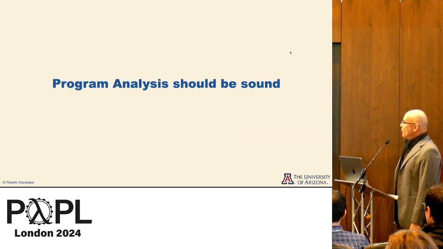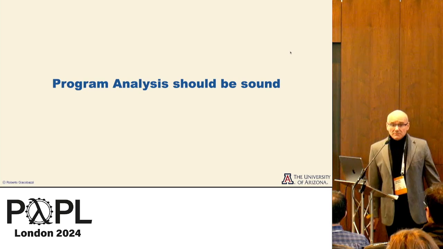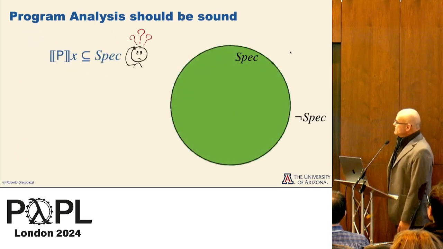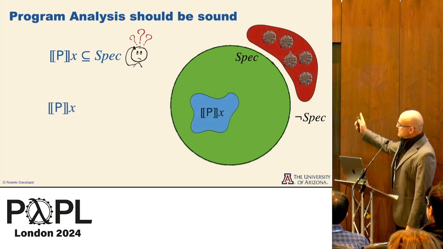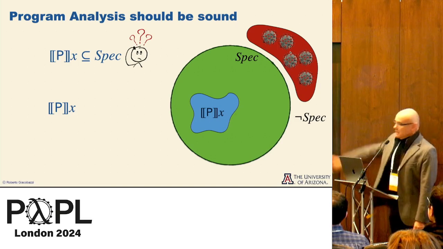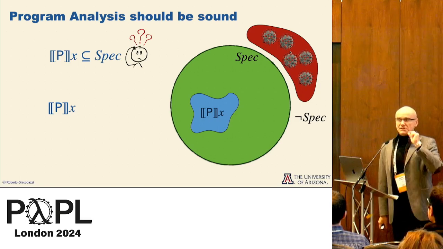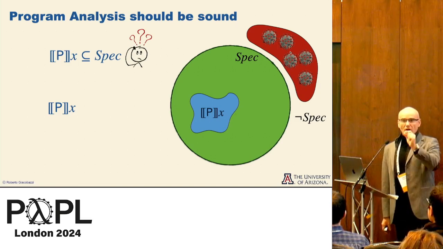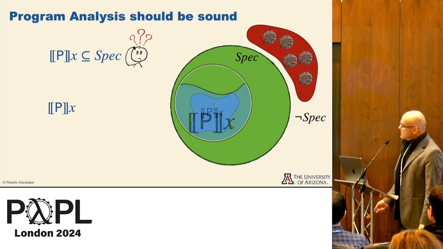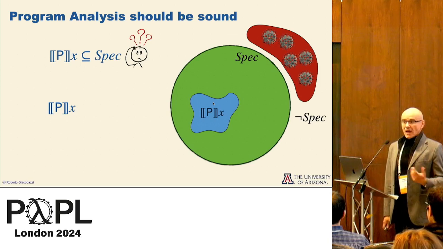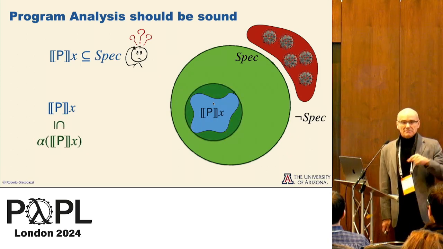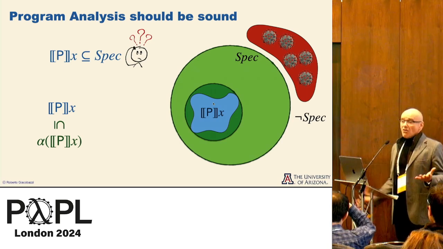So program analysis should be sound, of course. What does it mean? Imagine that this is your specification, those are the buggy states, and this shape in blue is the real computed state. So the program computes that shape. I want to approximate that, so I abstract it in the abstract domain, and I get the circle around that, because the abstract domain only considers circles.